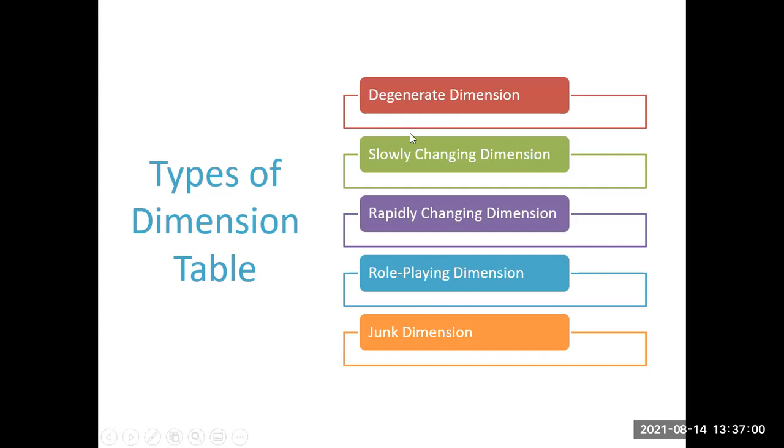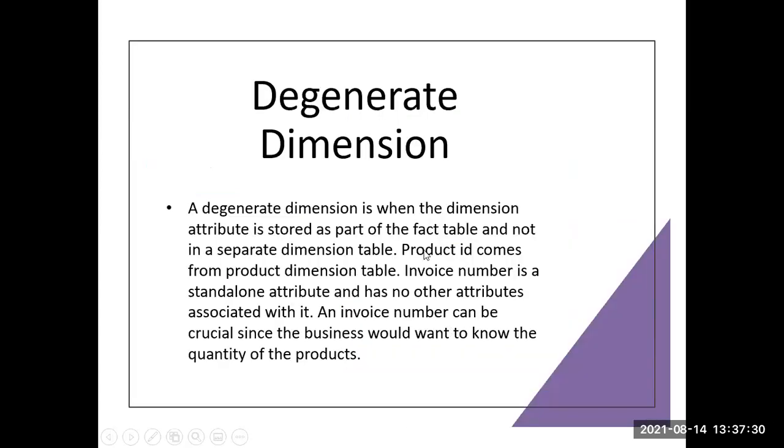So there are 5 dimension types. One, degenerate dimension. Second, slowly changing dimension, rapidly changing dimension, role playing dimension, and junk dimension. From the keywords themselves we can understand: degenerate, degeneration here. Slowly changing, where changing is happening slowly, turtle type. Rapidly changing, very fast. And role playing dimension is also there, and junk dimension. So let us have a glance here.